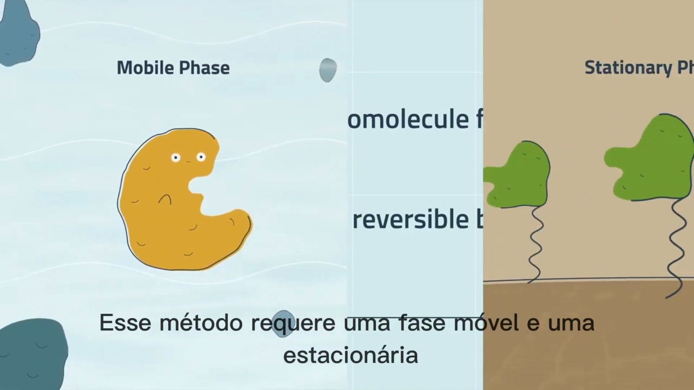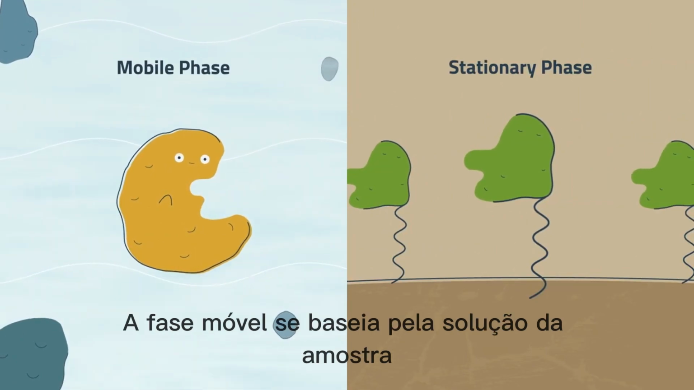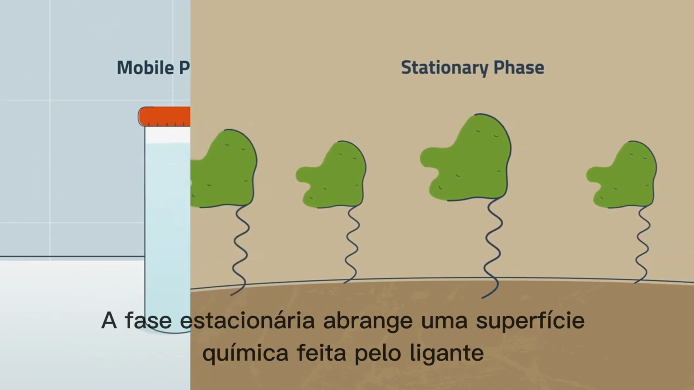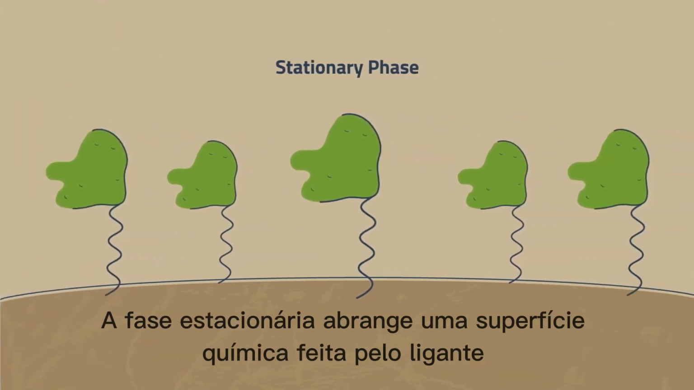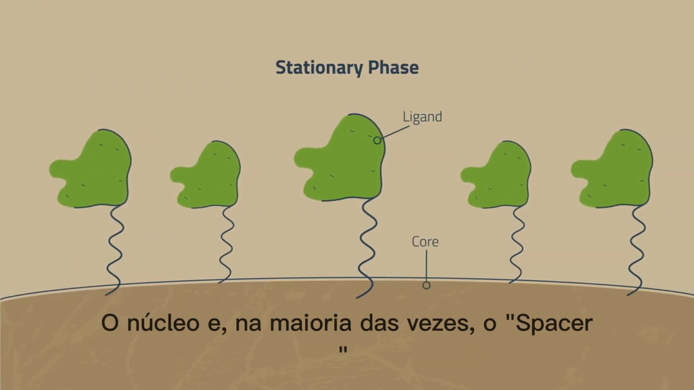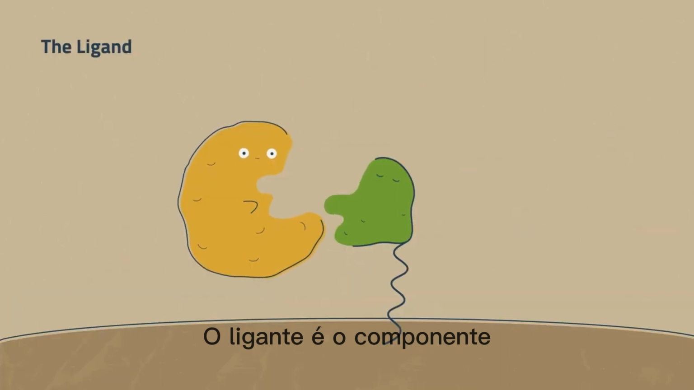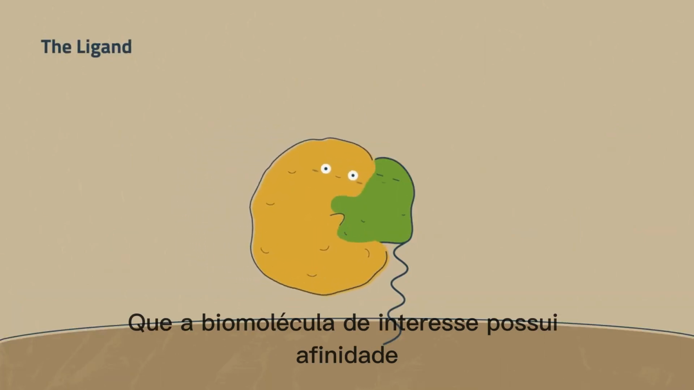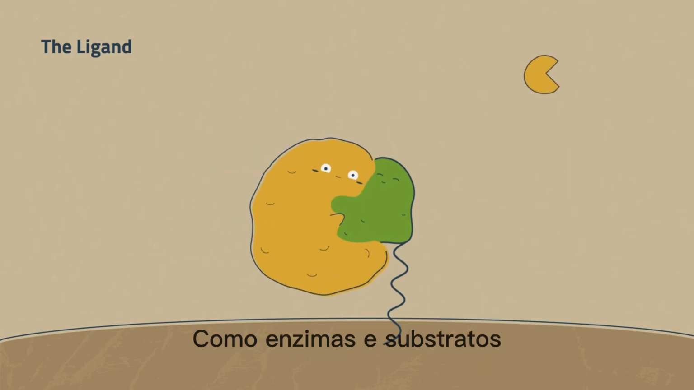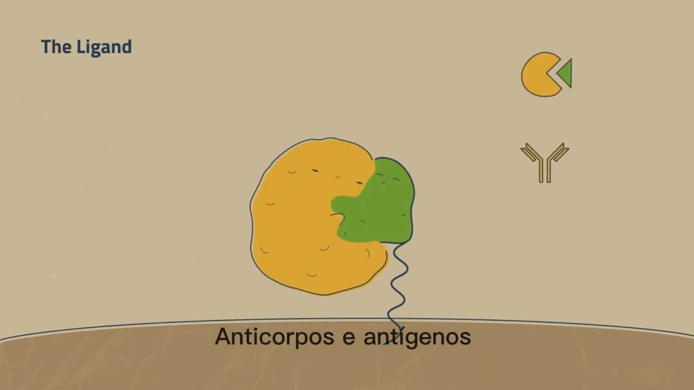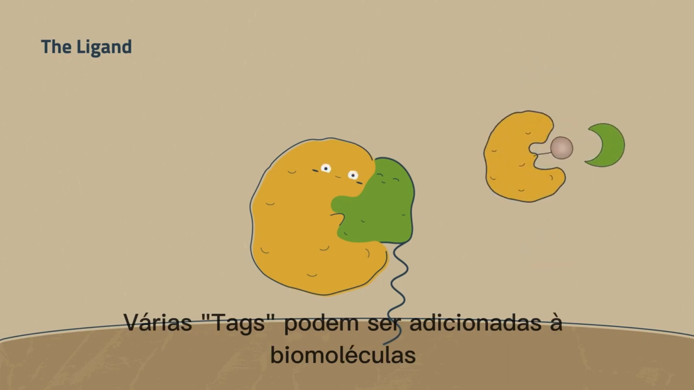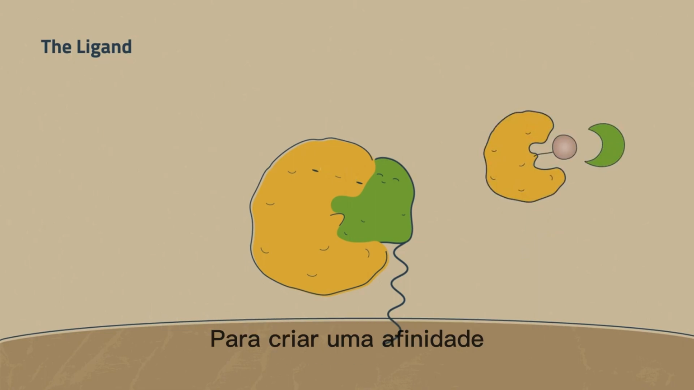The method requires a mobile and a stationary phase. The mobile phase describes the sample solution in which your target biomolecule is solved. The stationary phase encompasses a chemically inert surface made from the ligand, the core, and most of the time, the spacer. The ligand is the component that the target biomolecule has an affinity with. These affinities occur between interaction partners such as enzymes and substrates, antibodies and antigens, or hormones and receptors. Various tags can also be added to biomolecules to create such an affinity.